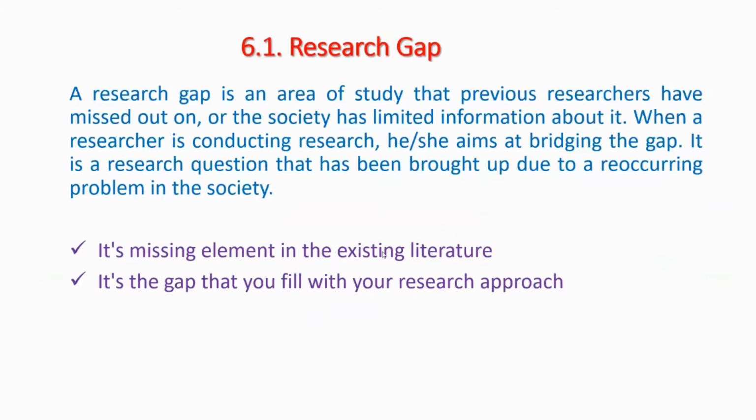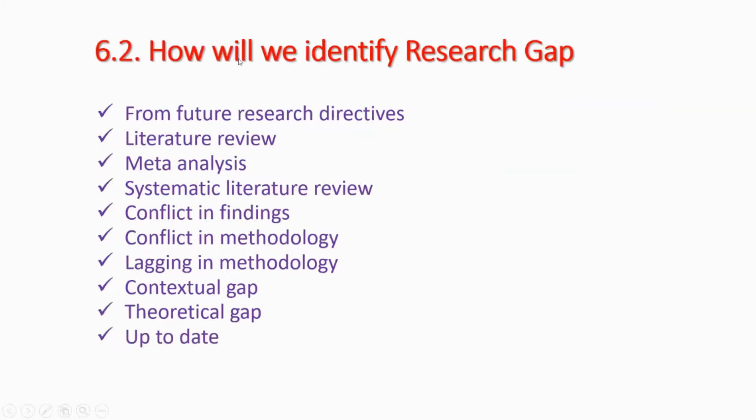When a researcher is conducting research, he or she aims to bridge the gap. It is a research question that has been brought up due to a recurring problem in society. Number one, it's a missing element in the existing literature, and it is the gap that you fill with your research approach. So this is the research gap, and how can we get this? How will we identify the research gap?